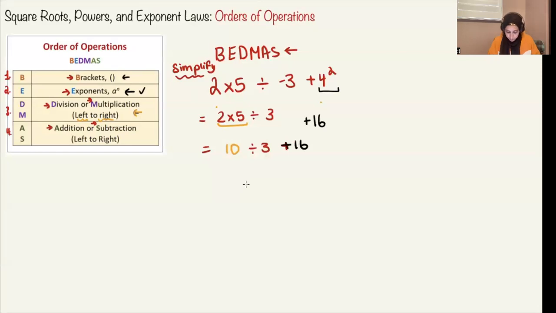Now we can see here that we're looking at multiplication, division, as well as addition. We also had over here multiplication, division, and addition. We know that multiplication and division come first, and that's why we considered those. Now I need to simplify this division before addition because of BEDMAS. Addition and subtraction are at the end, and so I've got to simplify this division.